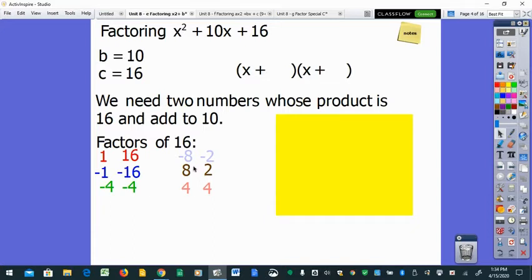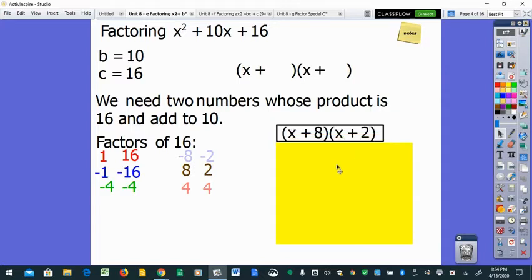But if you come over here, you can see that 8 plus 2 is going to give me the 10. So the pair 8 and 2 multiply to 16, but they also add to 10. So this is what I'm thinking is my answer. Now, before we go any further, it does not matter which order you write the two linear binomials. You could have put the x plus 2 in front of the x plus 8.